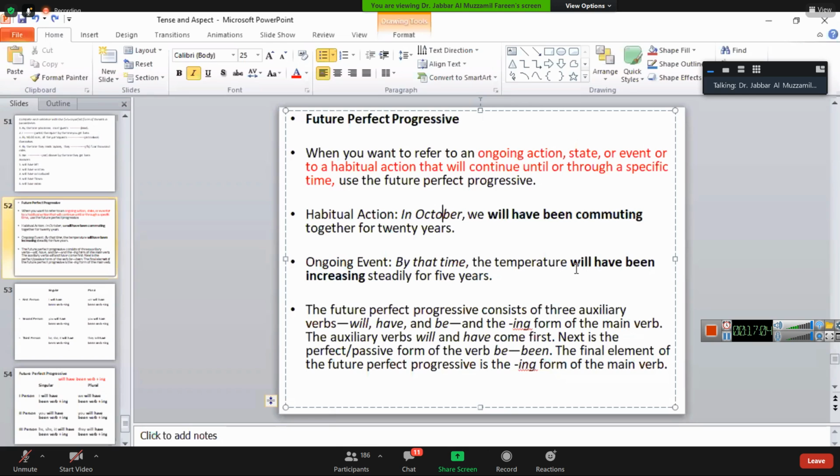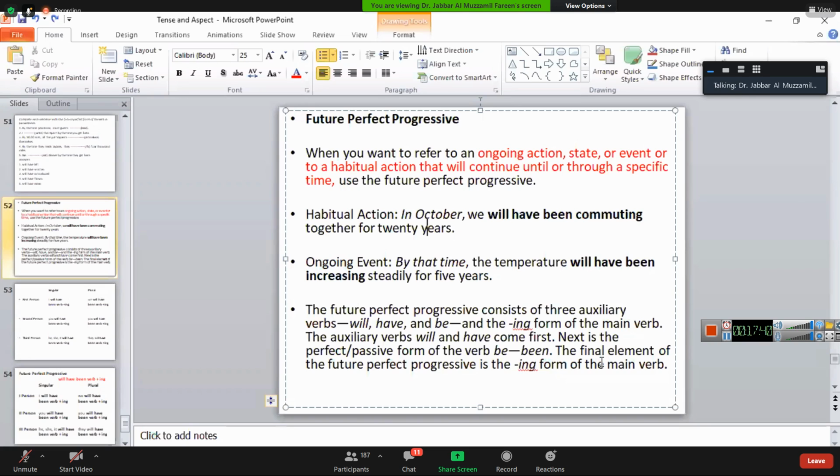So next point, ongoing event. By that time the temperature will have been increasing steadily for 5 years. So here it has been increasing at that particular moment, at that particular time. Now the action has not completed, it is ongoing, and it will be fixed at that proper time, that proper month, that proper year. If you state it like that, it is future perfect progressive. It is an ongoing state that will come to rest at a particular moment in the future.